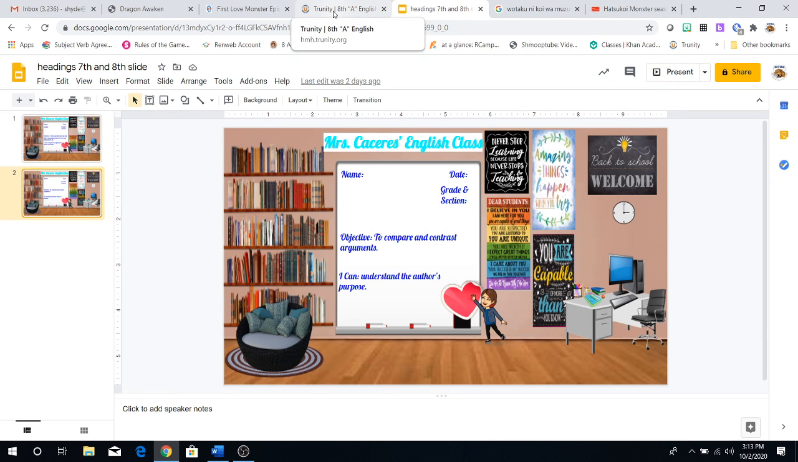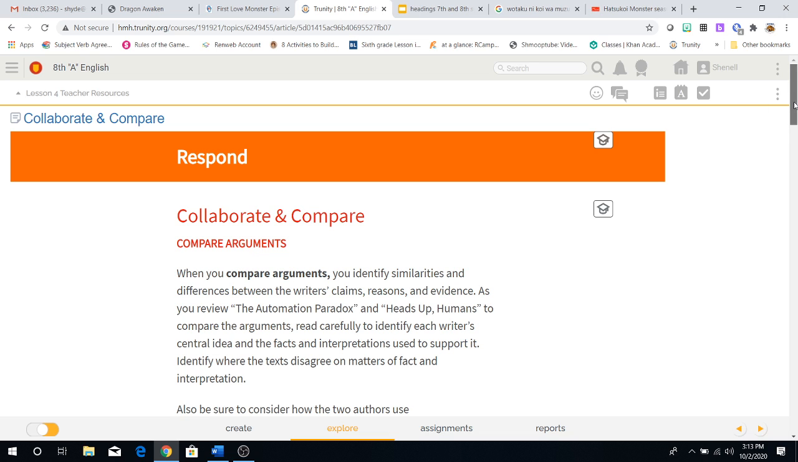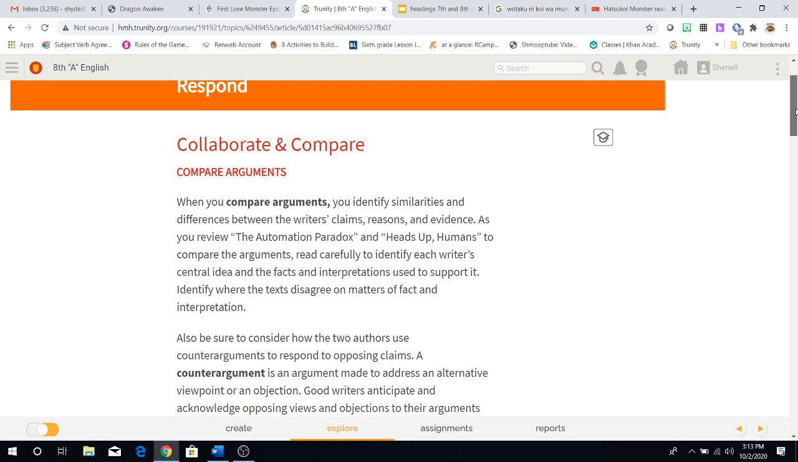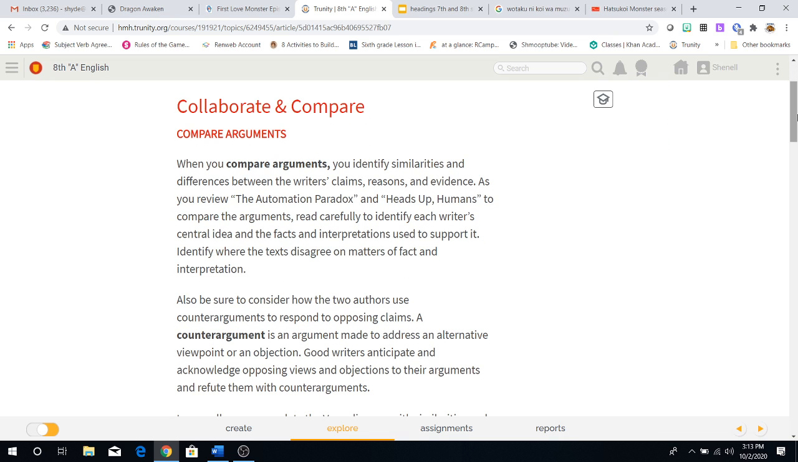Now, as you know, last week and the week before that, we saw first the story The Automation Paradox, and then we saw Heads Up Humans, which are two argumentative articles talking about two different points of view in reference to one story, which in this case is focusing on automation, which is a change or an advancement in technology. Now, since we've seen and read both stories, what we're going to do now is collaborate and compare those two arguments.